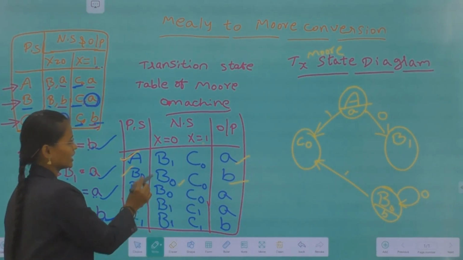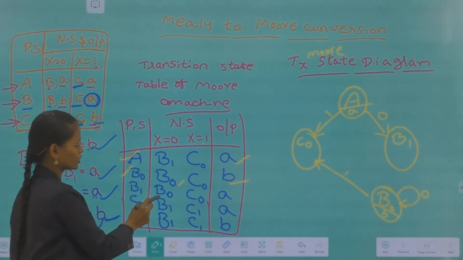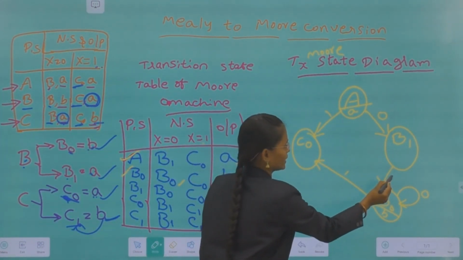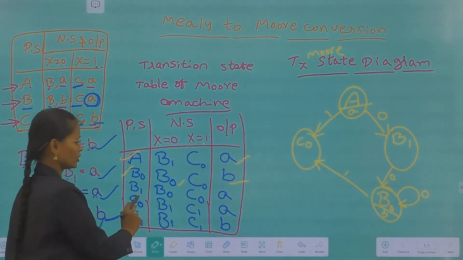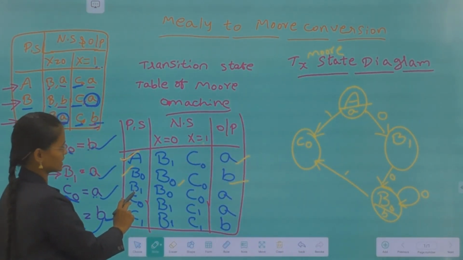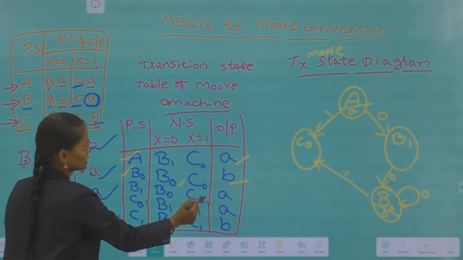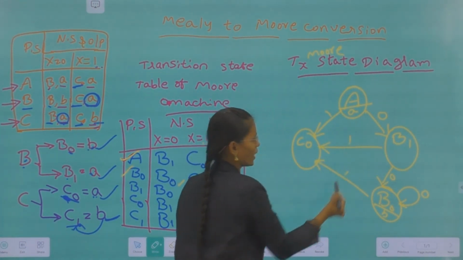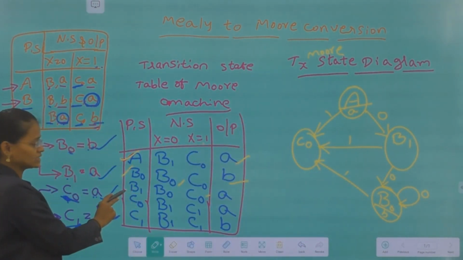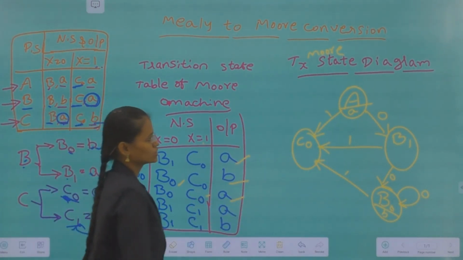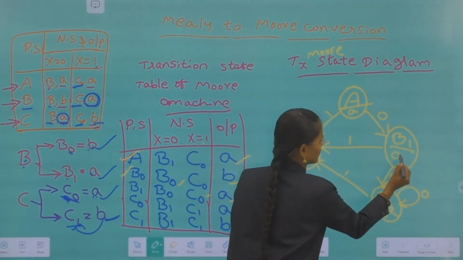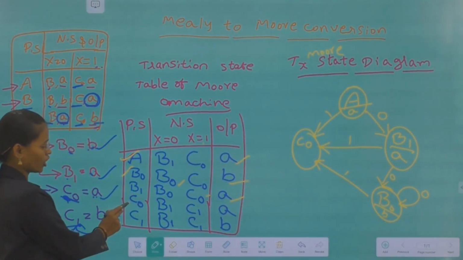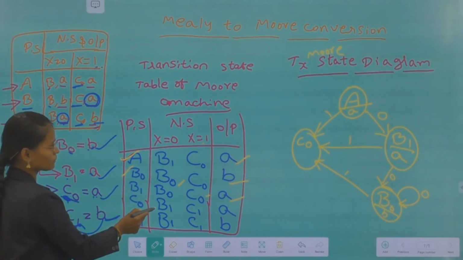And next B1. If here x equal to 0, the next state goes to B naught. Here the input is 0. B1 goes to B naught. And next B1 present state, if x equal to 1, the next state goes to C naught. Here the input is 1. Here B1, the output is A. So output is represented in the circle. B1 is also completed.